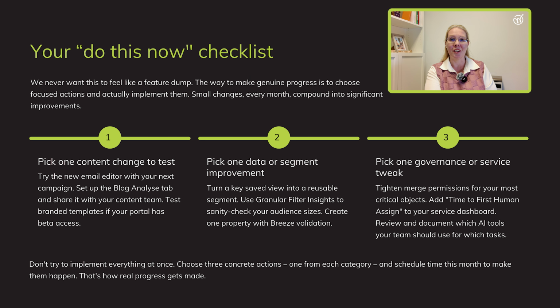Now that's a lot of change to digest all at once, so here is my suggestion with a little shortlist for you. First, pick one content change to try. For example, build your next email campaign in the new editor and use the blog analysis tab for your next retro. Second, pick one segmentation improvement. Take a view you use every week, convert it into a segment, and review the filters from Granular Filter Insights. Third, pick one governance or service tweak. Tighten merge permissions, review your import history, and add the time to first human assign metric to your service dashboard. Small changes, made consistently, are how you can get more from HubSpot without overwhelming your team.